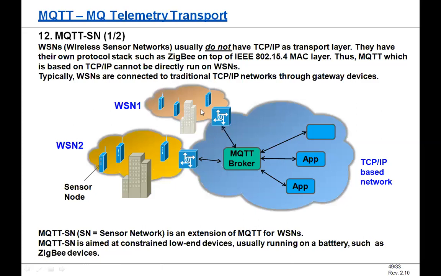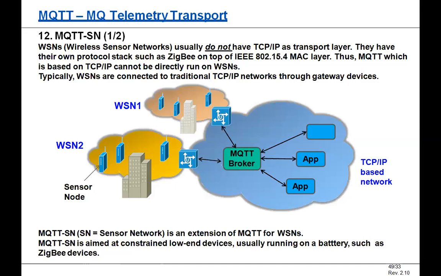So here the network may be supported by Zigbee, and with the support of a gateway, the data will be transferred to our MQTT broker. The MQTT broker will send the data to other devices, say a mobile phone. From the mobile phone, you can switch on, switch off, swipe it. Your light or AC will be switched on or off. So that is the difference when you come to wireless sensor networks.